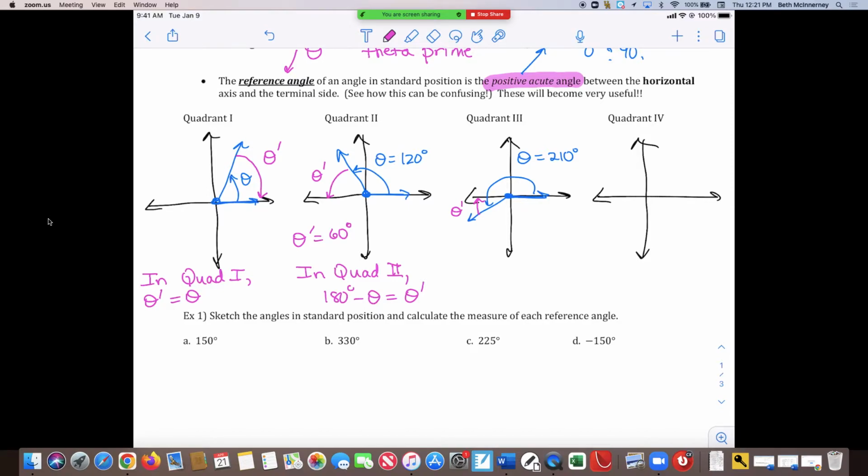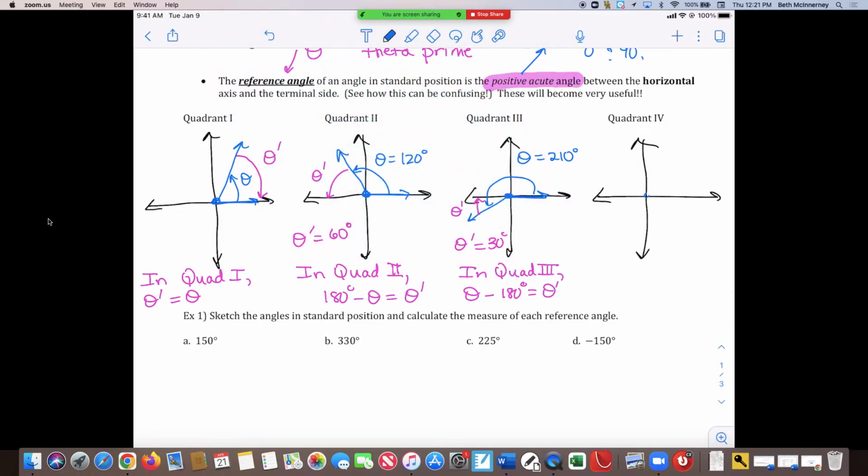So it's this teeny tiny little angle. Can anybody tell what theta prime is here? 30 degrees. Well, how did you do that? Yeah, and I like how you said that. You have to do the angle minus 180 because I need it to be positive, right? A reference angle is a positive acute angle. It's positive, between 0 and 90 degrees. So you would take your angle, because the angle is bigger than 180, minus 180.